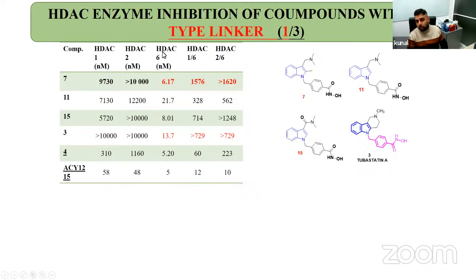At this concentration, it was inhibiting HDAC6. This is the IC50 value. If you just compare its results with compound number 3, tubastatin, compound number 3 was not as potent as that. So one of the findings was this. Though compounds number 7, 11, and 15 were not potent anti-cancer compounds, we have also identified more potent HDAC6 inhibitors than tubastatin.